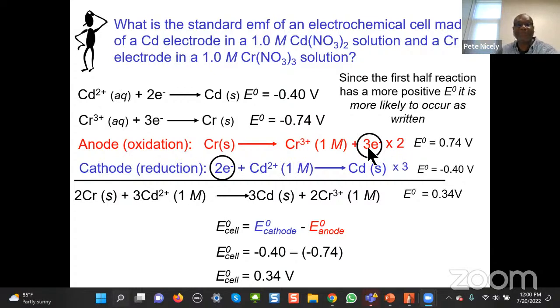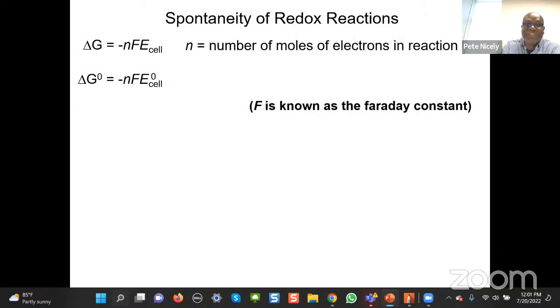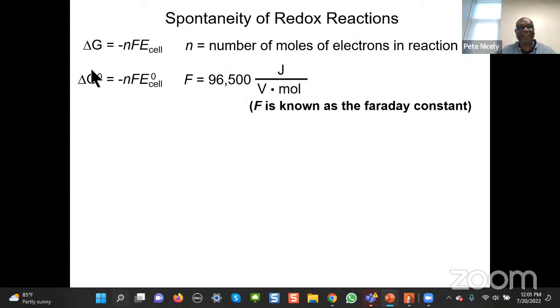All right, so let's talk about the relationship between standard reduction potentials and some other quantities that we're familiar with. And what you're going to see is that there's a relationship between the spontaneity of redox reactions and the standard EMF. Now, let me just introduce to you this equation which relates the free energy change of a redox reaction occurring in a cell to the EMF of the cell. So this is the equation right here.